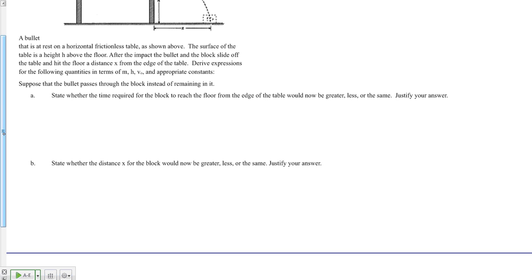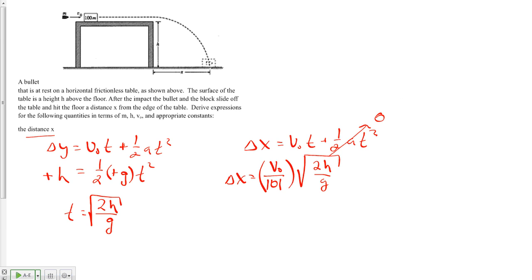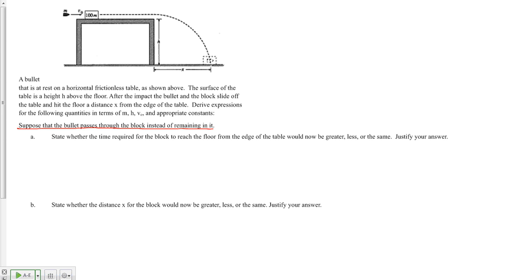So now we've changed up the problem. Say the bullet passes through the block instead of remaining in it. Time to reach the floor from the edge of the table, greater or less or the same? If we look back, the time depends only on the height of the table and gravity, neither of which is affected by this change, so same. And you could write, that's a pretty good justification. v naught, no matter.